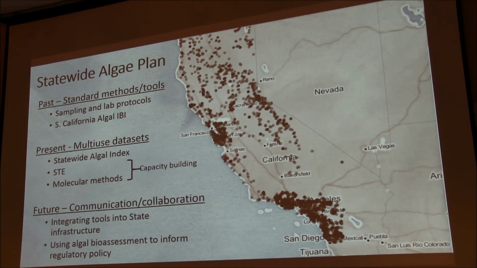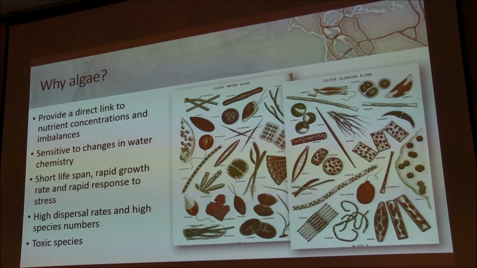All right, so let's jump in with a little bit of algae propaganda. So why do we like using algae in bioassessment? So they are primary producers, and they are directly linked to nutrient concentrations and imbalances in our waterways. They are sensitive to different changes in chemistry. They have really short, rapid growth rates, which means that they respond really quickly to environmental perturbation.